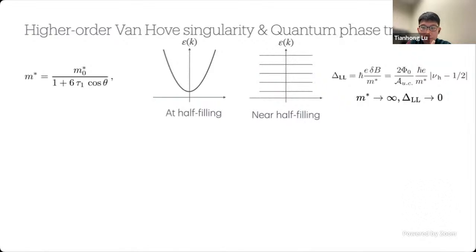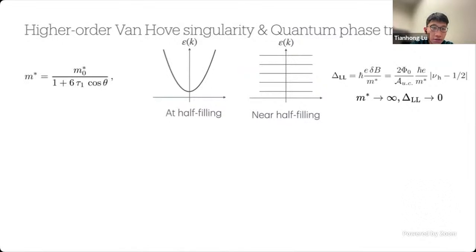Near half filling, with this small external field delta B, the composite fermion bands become Landau levels with energy splitting. This energy splitting, which we call delta LL, is inversely proportional to the effective mass and linearly dependent on the deviation of the filling fraction from 1/2. So when the effective mass goes to infinity, this Landau level energy splitting will collapse to 0.